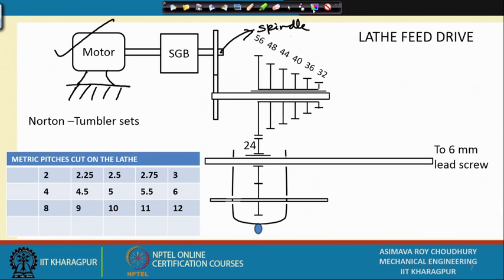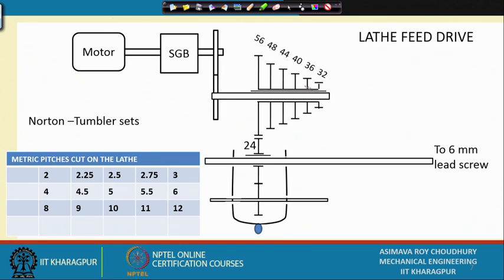So, let us take a different color and draw it. This is the feed drive, feed. So, what is there on the feed drive? What we do is we take a cone sort of thing. This collectively is known as the Norton Tumbler Set. This is the tumbler gear. Okay, it tumbles.